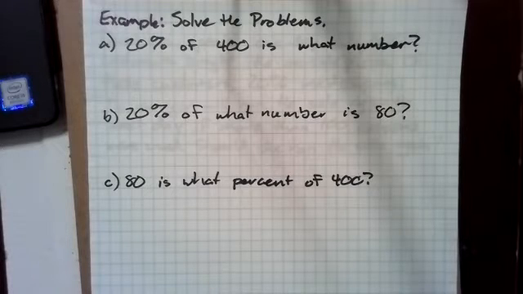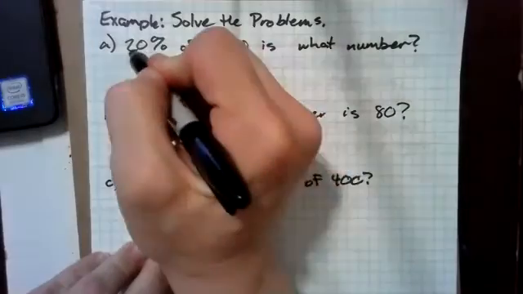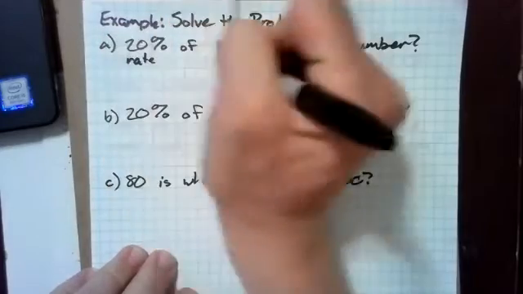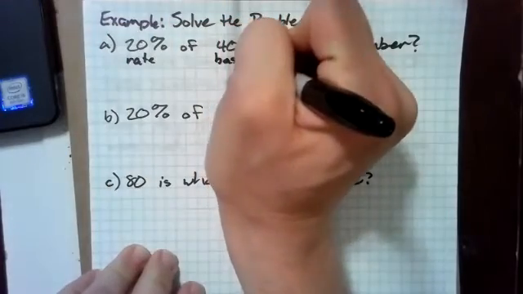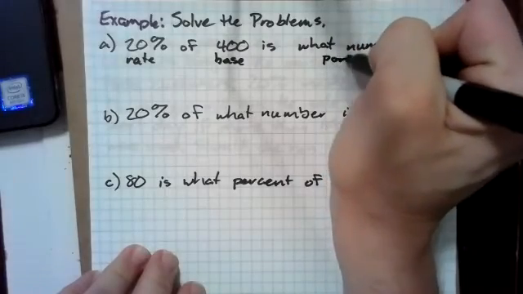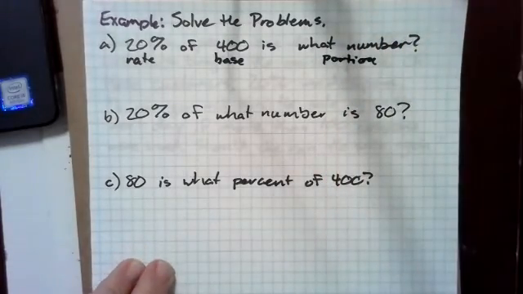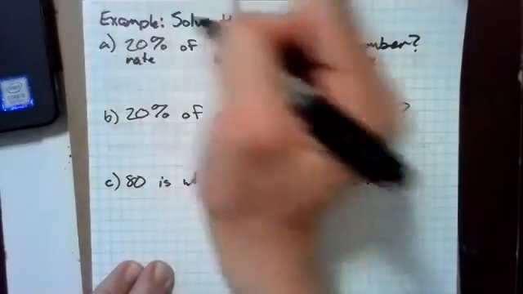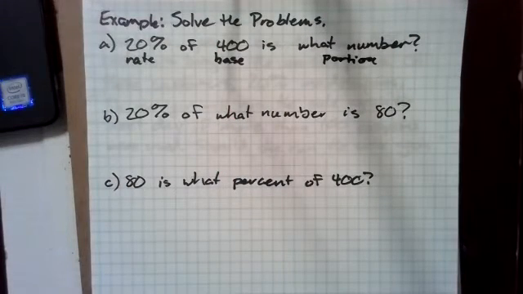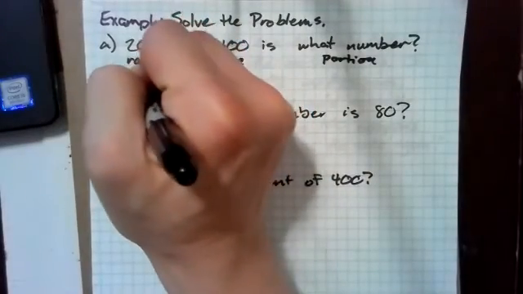So we start with the question, 20% of 400 is what number? Well, we have 20% of 400. This is obviously the rate here, and this has to be the base. What number is what we're looking for, the portion. So I will write 20% as suggested as a fraction or a decimal. I could write it as 0.2 or I could write it as 1/5, which I find a little easier to work with.